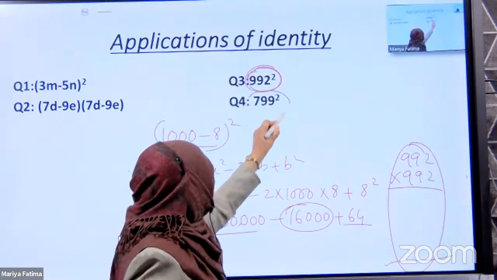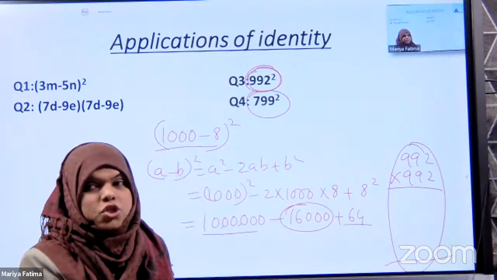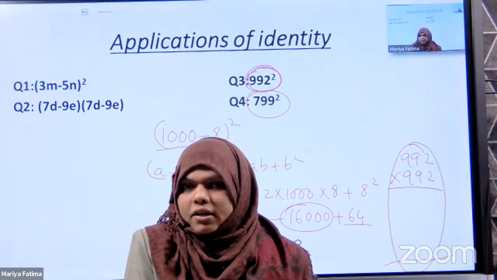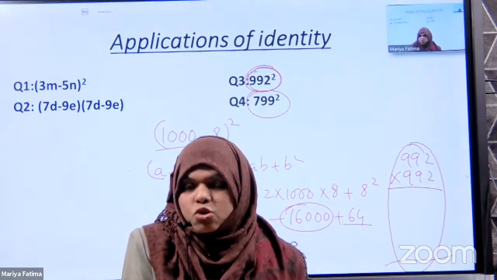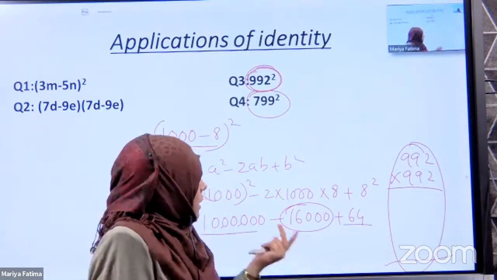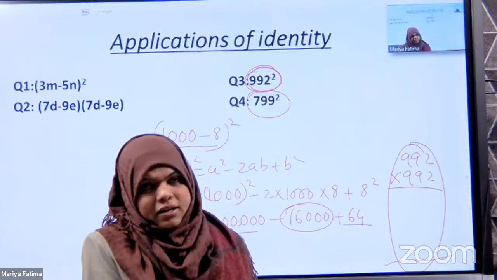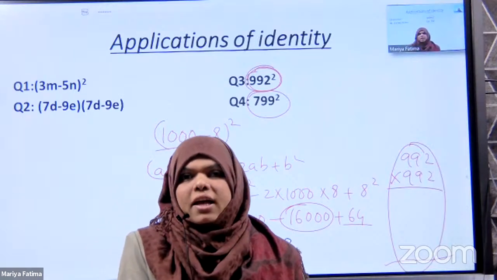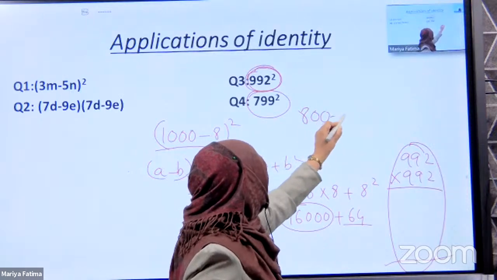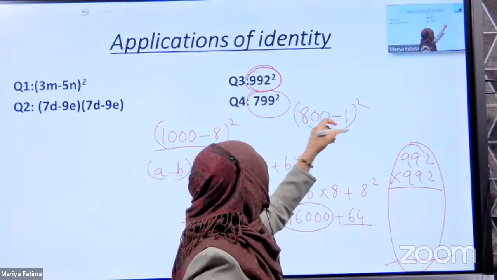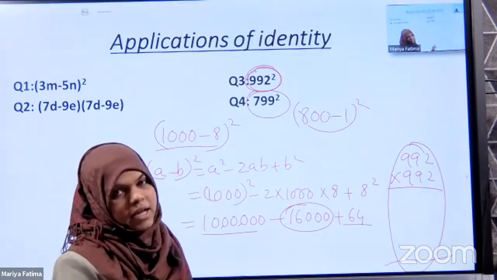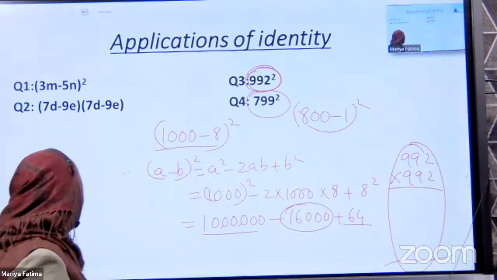Now, the second question is 799 square. So what can we write 799 as? Which number do we have to subtract so that you will get 799? It is simple. If we subtract 1 from 800, you will get 799. So you can write this as 800 minus 1 whole square. You will get 799 whole square. If you apply this, you will get the answer quickly.